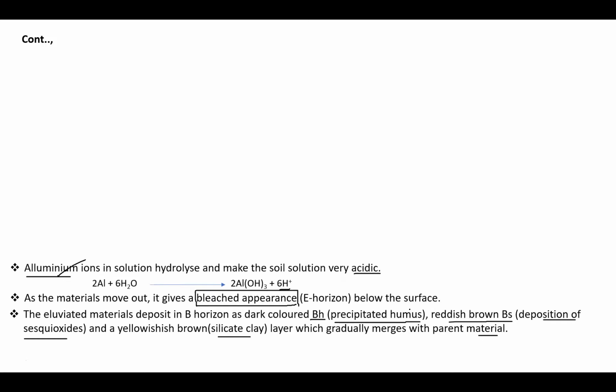In the previous slide, we saw that soluble organic acids form complexes with the sesquioxides and remaining clay. After forming, these complexes are very soluble and are eluviated, and the eluviated materials are deposited in the B horizon, giving it a dark color, a reddish brown color, and a yellowish brown appearance.